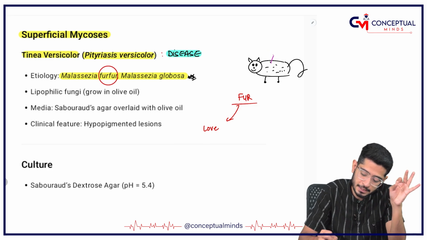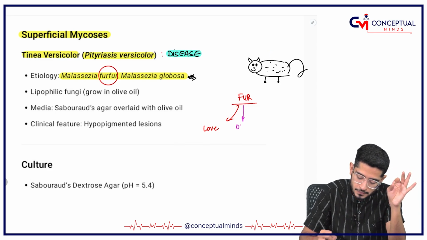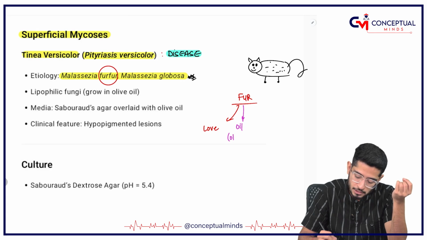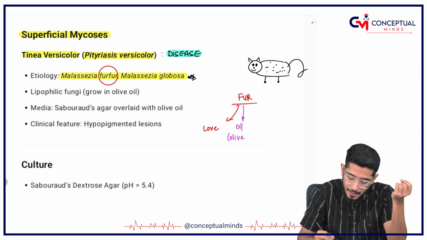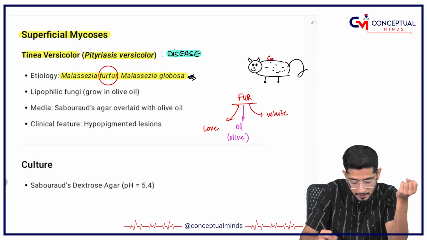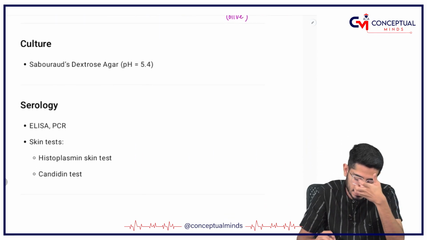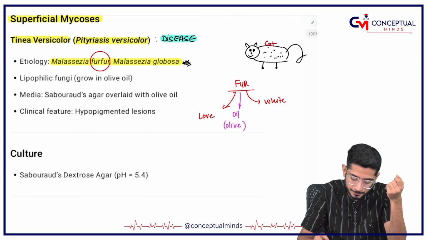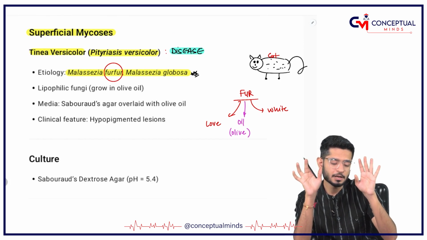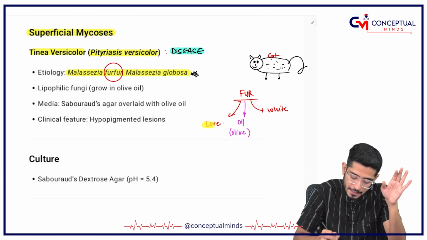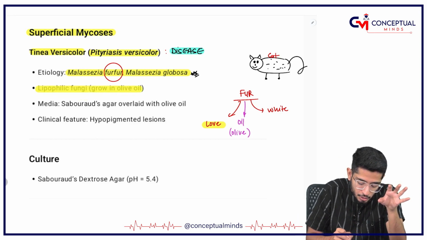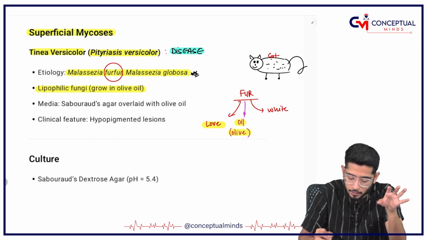So what I do, I daily do her oil massage. Which oil am I using? Olive oil. And my cat is of white color, so which color cat do I have? White color cat. So this is a cute little story, furry cat. Furry cat means Malassezia furfur. I love my cat. Love means philic. So it is a lipophilic fungus which grows in the olive oil. This is what I wanted to tell you.